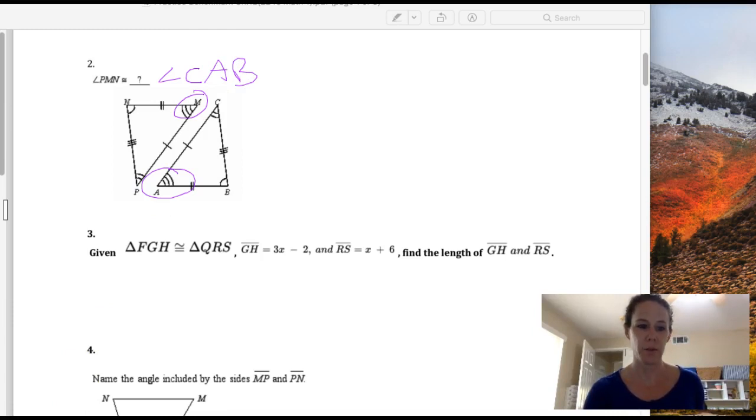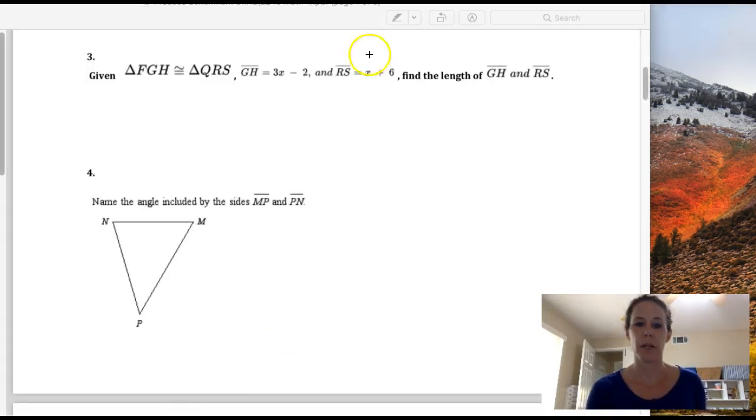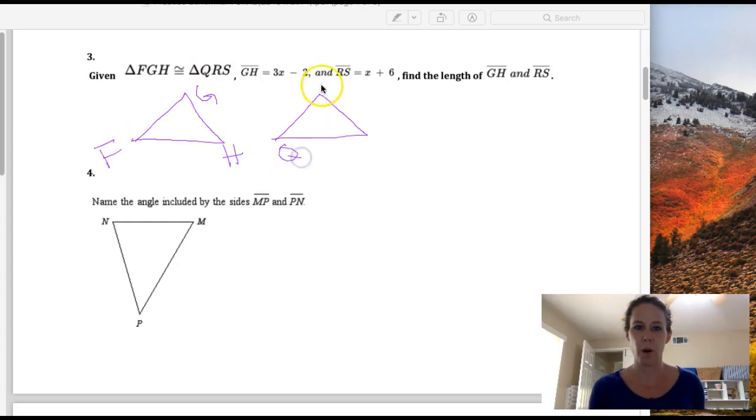And that's number 2. All right, looking at number 3, this one asks, given these 2 triangles are congruent to each other, and given that GH is this and RS is this, find the lengths of GH and RS. So let's just draw a free-handed triangle. We don't know the lengths of the sides or the angles. We're just going to draw 2 triangles just to give us an idea of what we're looking at. Label them triangle FGH and triangle QRS.